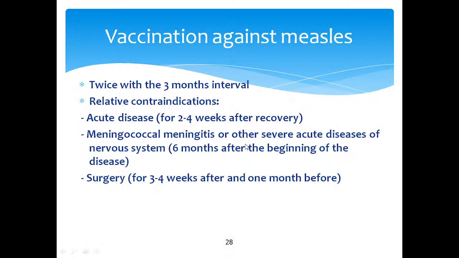What about vaccination? Twice with a 3-month interval. Relative contraindications: acute disease, meningococcal meningitis or other serious acute diseases of the nervous system, and surgery.